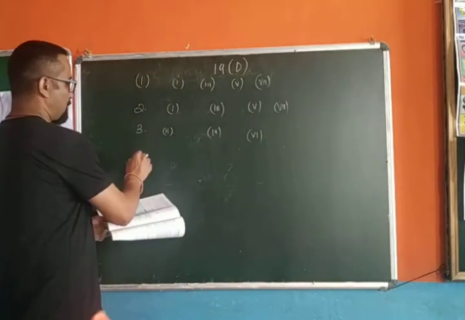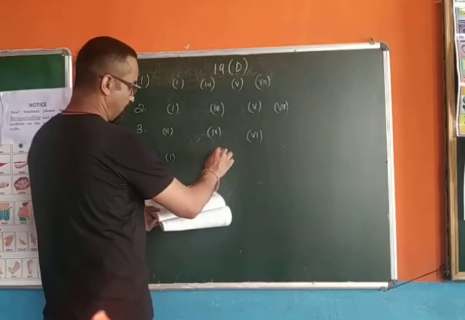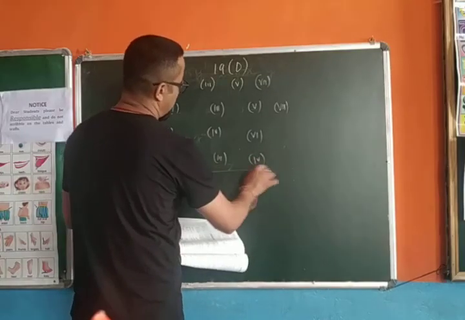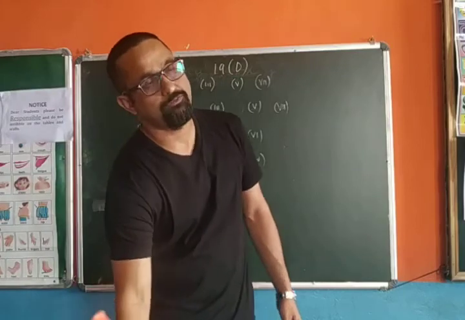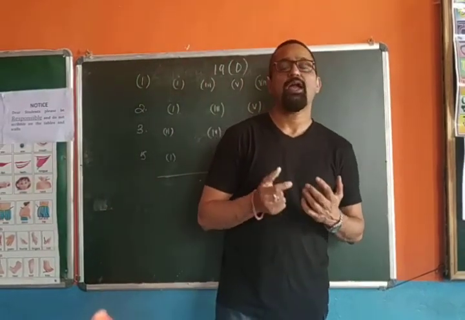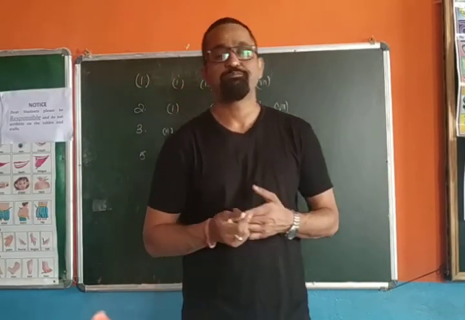Then you do question number 5, 5.1, 5.3 and 5.4. These are the sums you need to do to understand the division of monomial by monomial and division of polynomial by monomial.